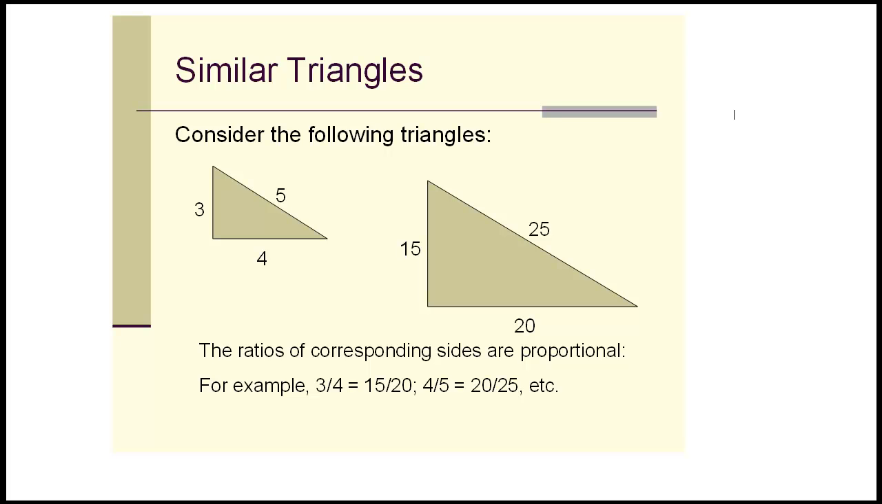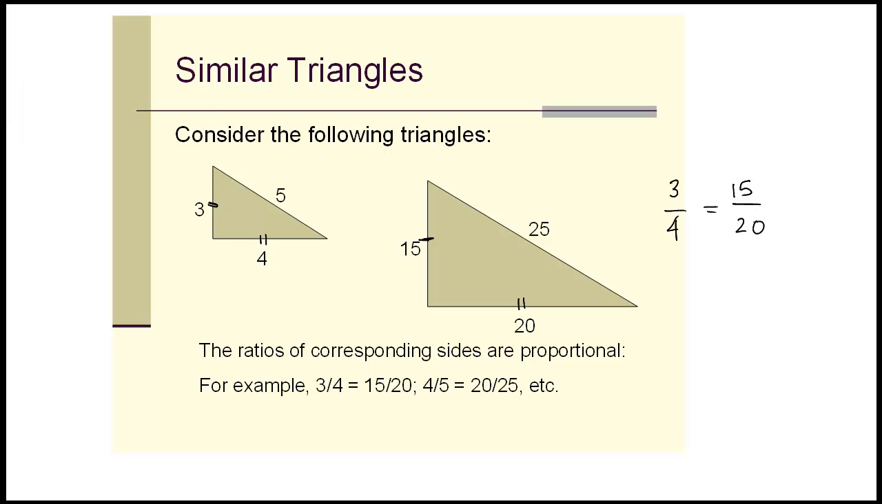For example, if I take the fraction 3/4, that is equal to 15 over 20. 4/5 is equal to 20 over 25, and so on. If I take this side right here and compare it to this side, writing it as 3 over 4, then on the other triangle I have to make sure I take the left side, or the height, and compare it to the base of the triangle.